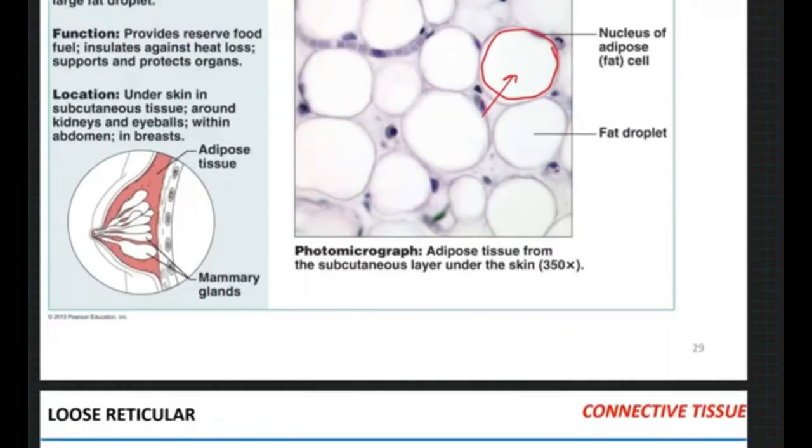Function: energy storage, insulation, to some extent organ protection, yes. But insulation and energy storage is the most important part. It goes across all different types of mammals.